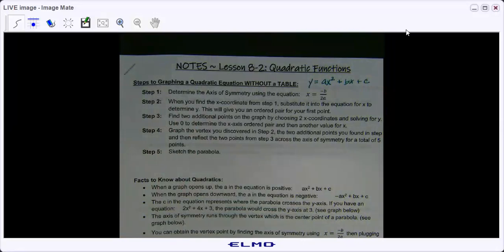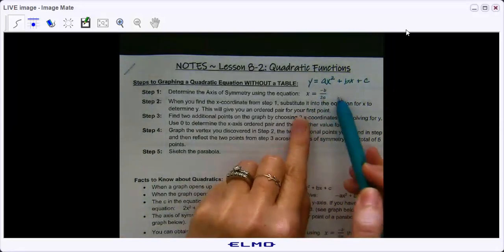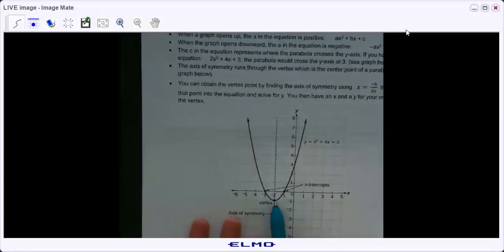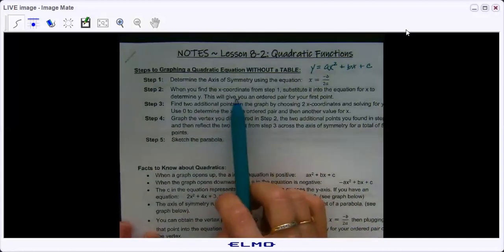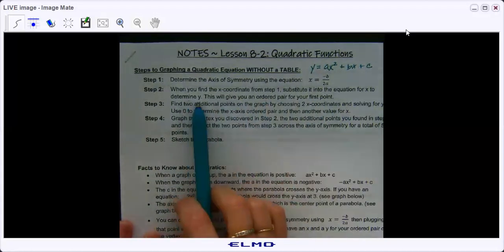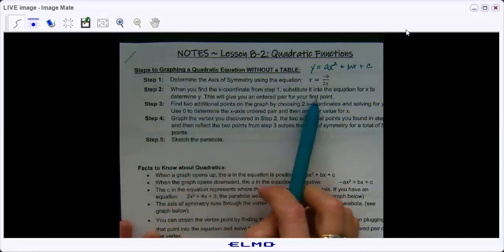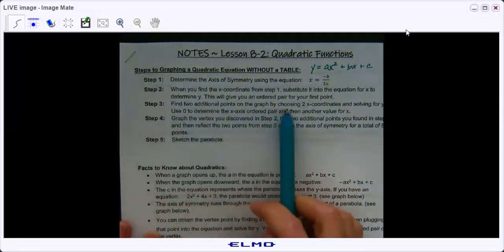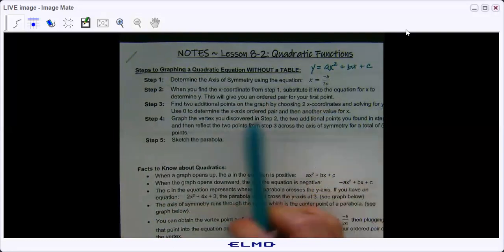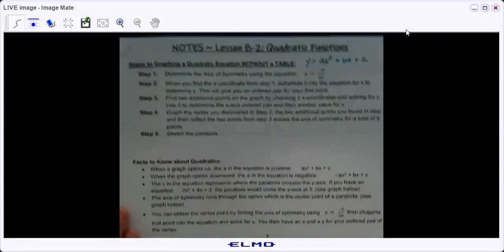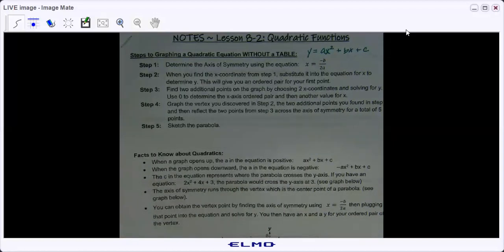So the difference is we have to start out with the axis of symmetry to figure out the vertex, which is that center point of the parabola. Once we find that x coordinate from step 1, we substitute it in to find y. And this is your first point. Then you'll find 2 additional points on the graph by choosing 2 x coordinates and solving for y. A lot of people say, how do we know which points to use? You're going to choose one above and one below the x of the vertex, and I'll show you how to do that. And then you just graph it and you sketch your parabola.